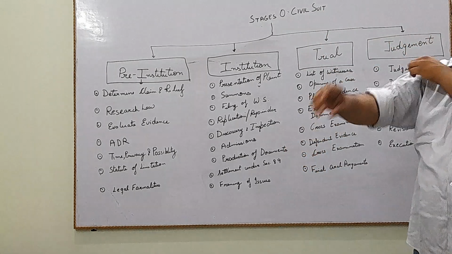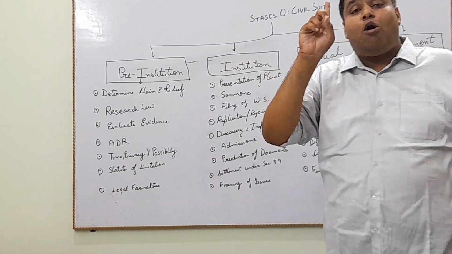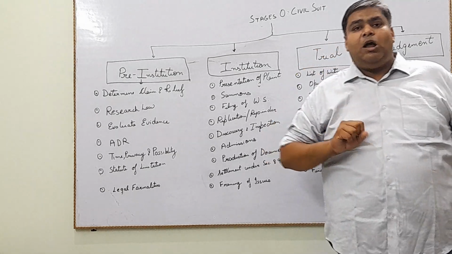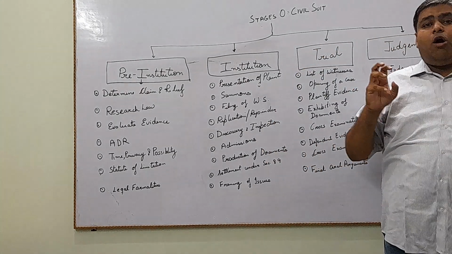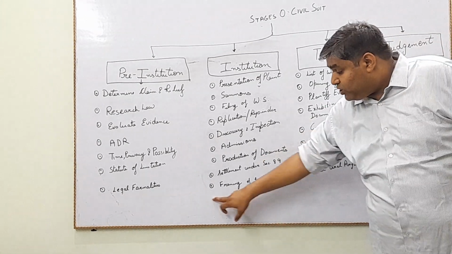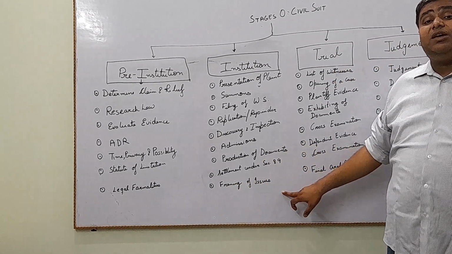Now the date which is specified for both the parties to appear before the court of law is called the date of first hearing. Now what is the object of the first hearing? The object of the first hearing is to frame the issues.